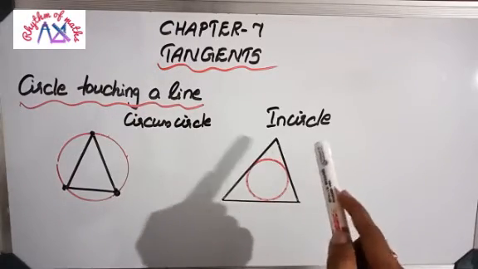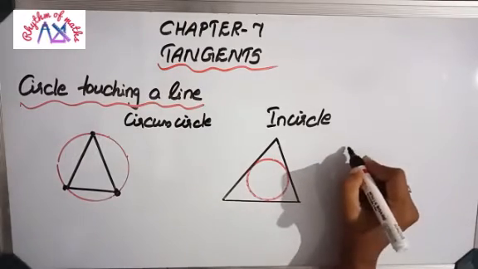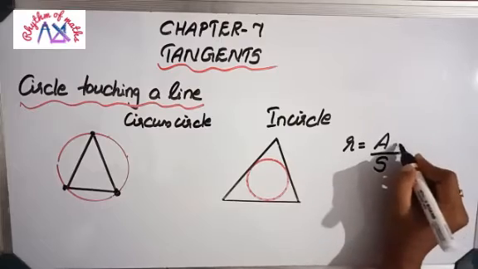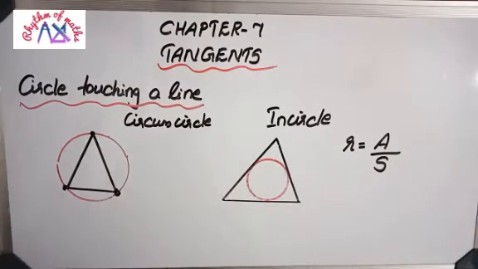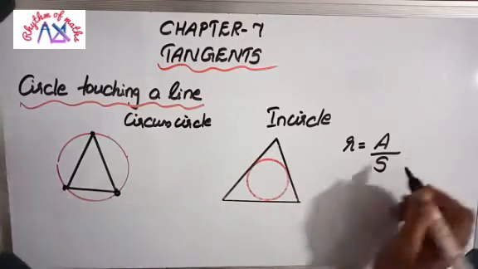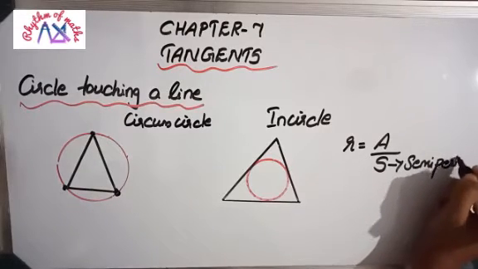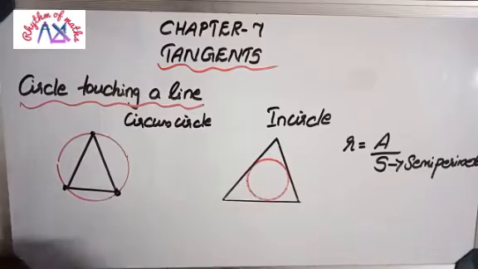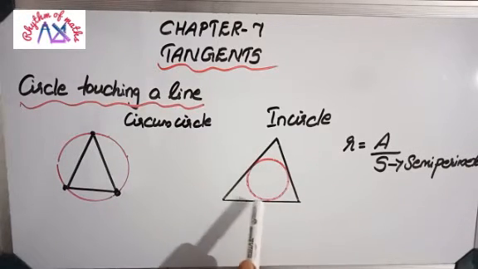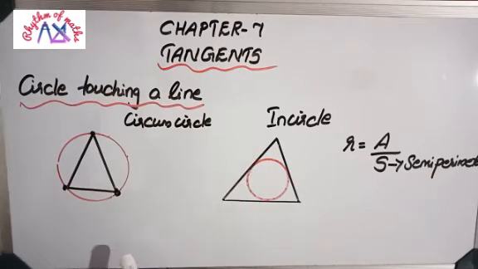So this is incircle, and there is an equation to find the inradius. Inradius r equal to A by s. Here A means the area of this particular triangle, and s means the semi perimeter, that means half of the perimeter. Semi perimeter means perimeter divided by 2. First of all you have to find the area, then you have to find the perimeter and take its half. A by s is the radius of this incircle.